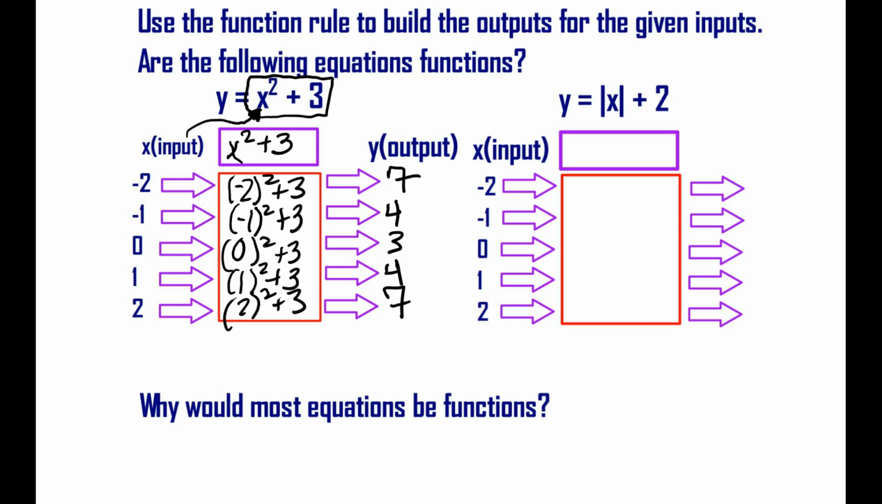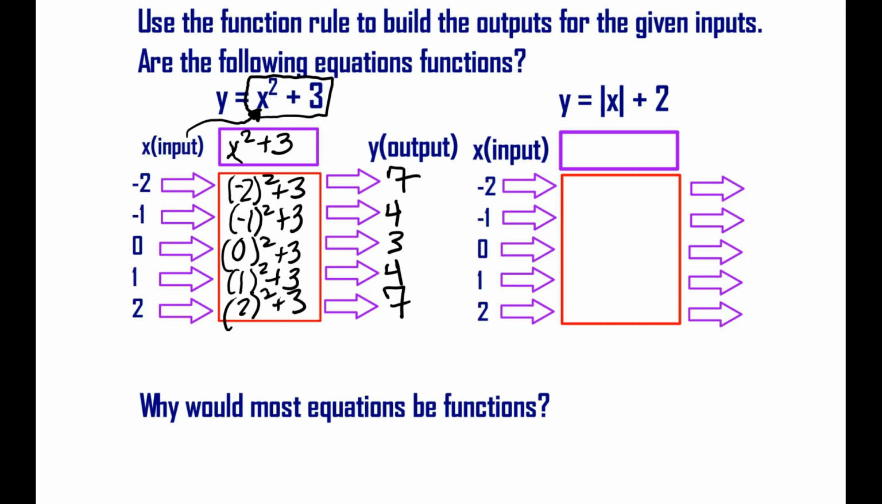So the question asks, is this a function? So let's see. Does -2 have anyone else but 7? No. -2 only has 7. -2 does not have 4, does not have 3. -2 has 7. Does -1 have anybody other than 4? No. -1 only has 4. Does 0 have anybody other than 3? Nope. 0 just has 3. Does 1 have anybody other than 4? Nope. 1 just has 4.